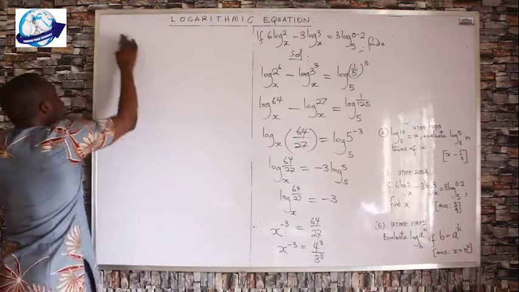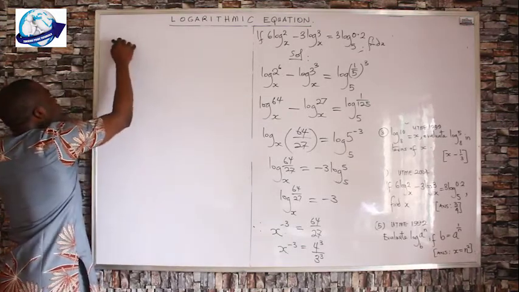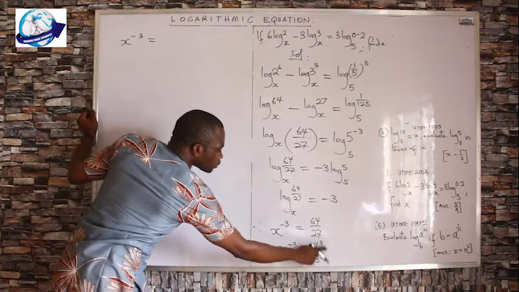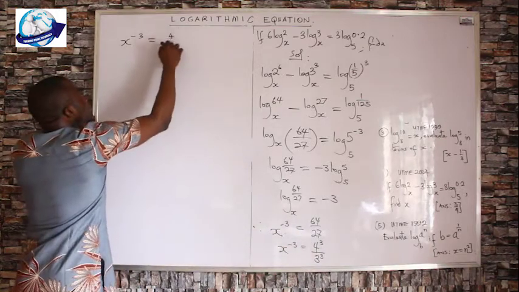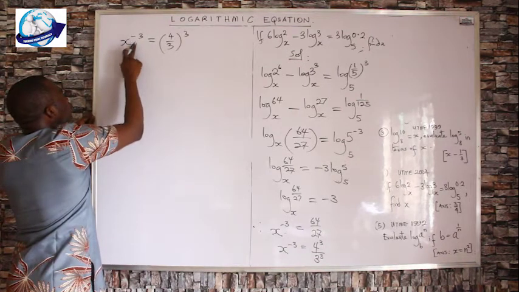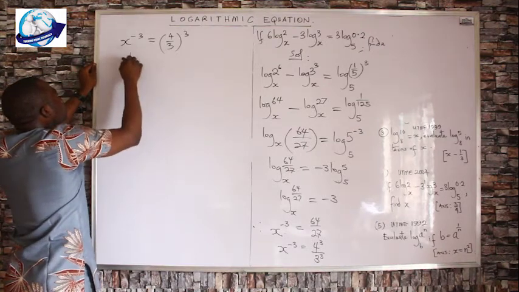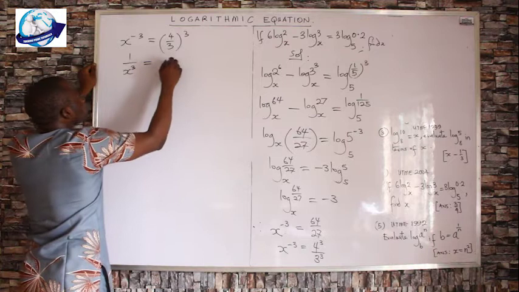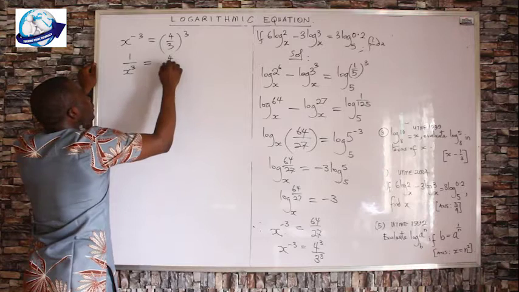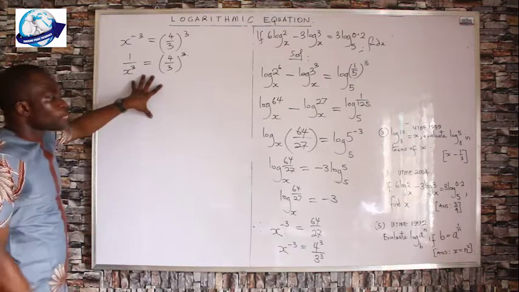Now, if you have this, this is also a negative value. Let me rewrite to give you minus 3. And these two carry the same power, power 3, power 3. You can put 4 over 3 in a bracket, put the 3 outside. How do you place it? Your value should be 1 over x cubed equals to, what have you now? 4 over 3 all cubed.